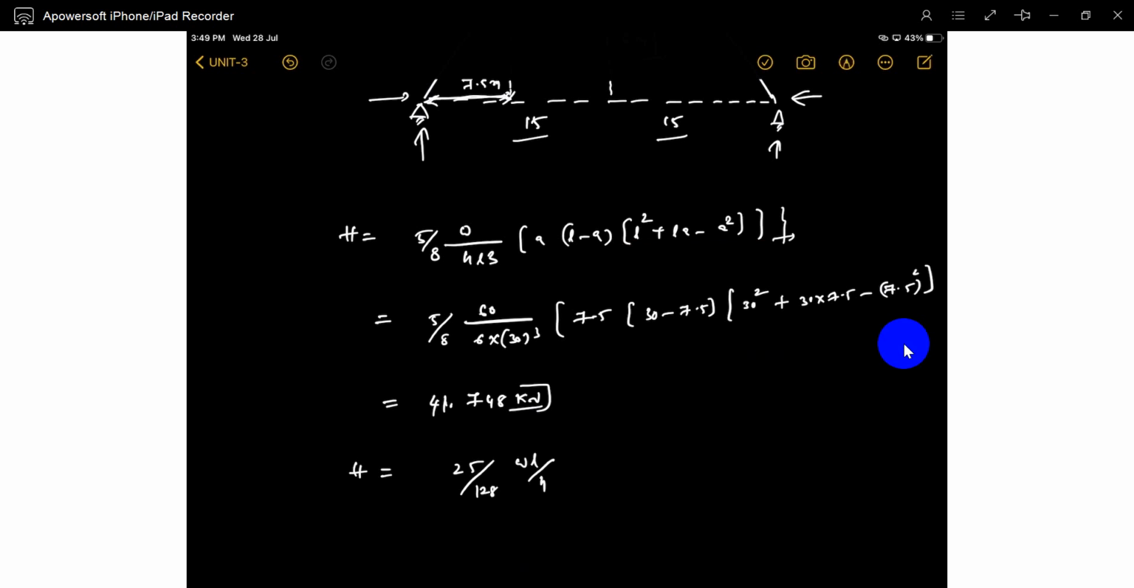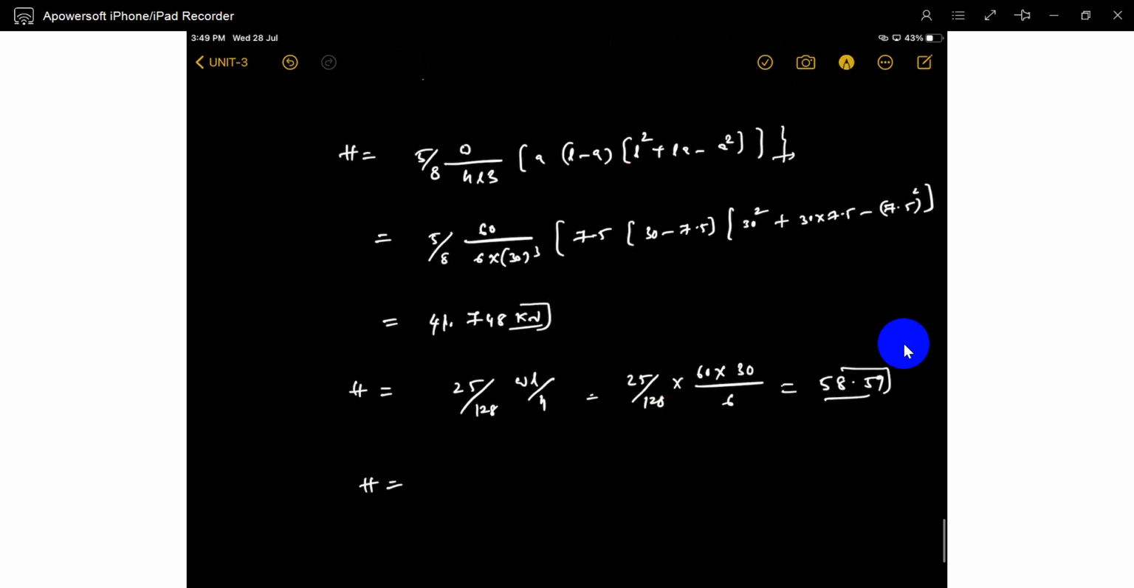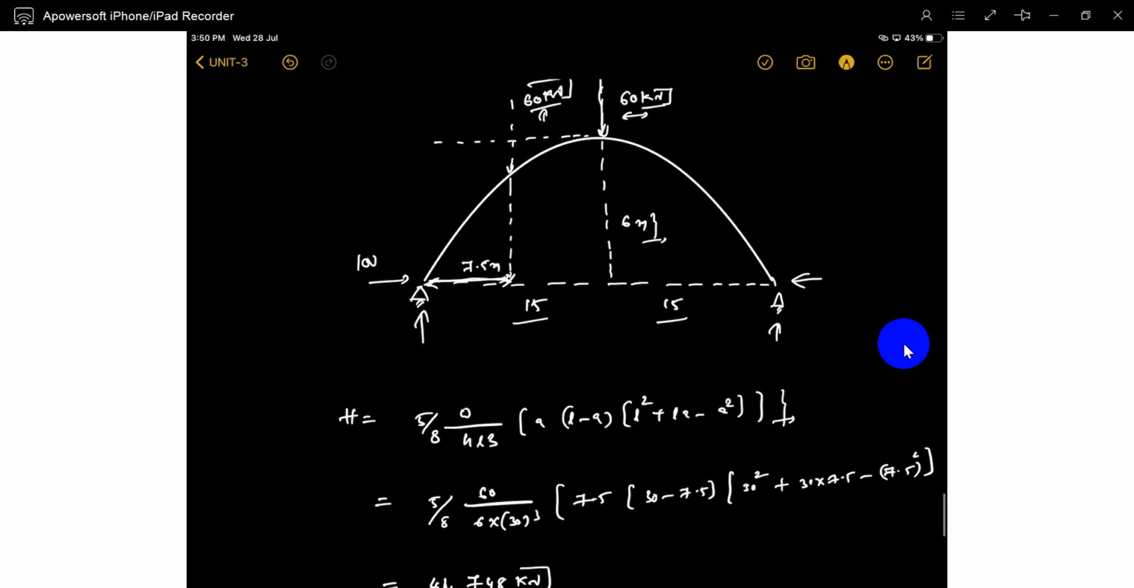Okay, that's it. So just add it. What is that value? 25 by 128, W is 60, L is 30, H is 6 meters. That value is 58.59. Now the total horizontal thrust is 41.748 plus 58.59, which is 100.338 kilonewtons.